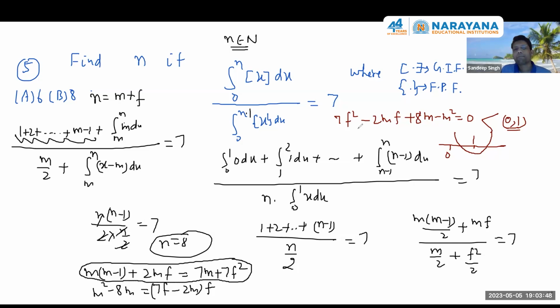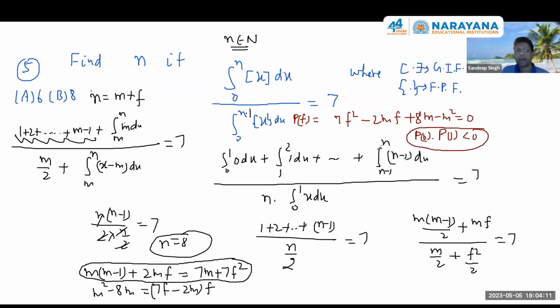The vertex of this is m by 7, right? So if there is a root between 0 and 1, what is the first possibility? If I consider this as some function f, then p of 0 into p of 1 must be less than 0. This will provide you a restriction on m. Are you getting the point?